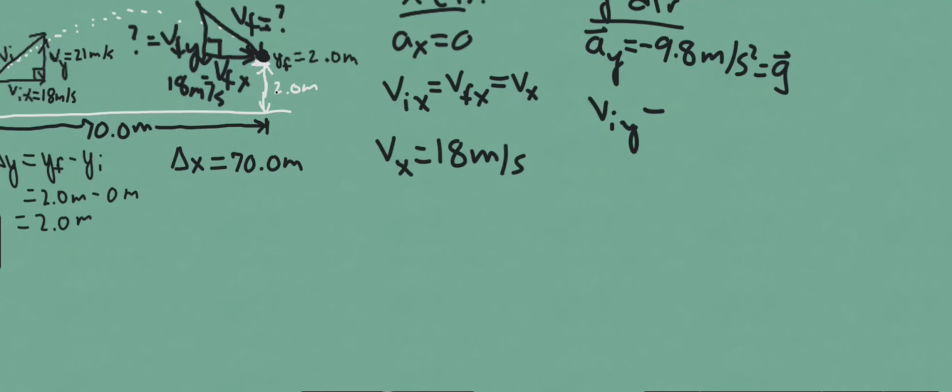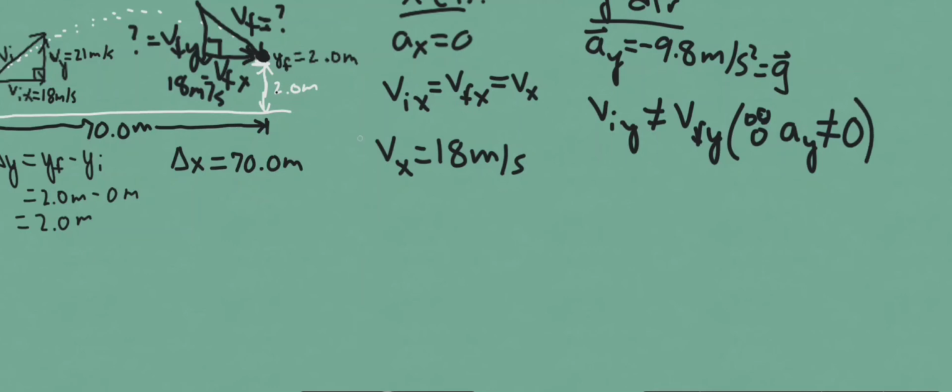If I'm not going to write arrows, then I'll just be consistent in not writing arrows. So v_iy, the initial velocity in the y direction, will not equal the final velocity in the y direction because acceleration in the y direction does not equal 0. But over here, they are equal because acceleration is 0.